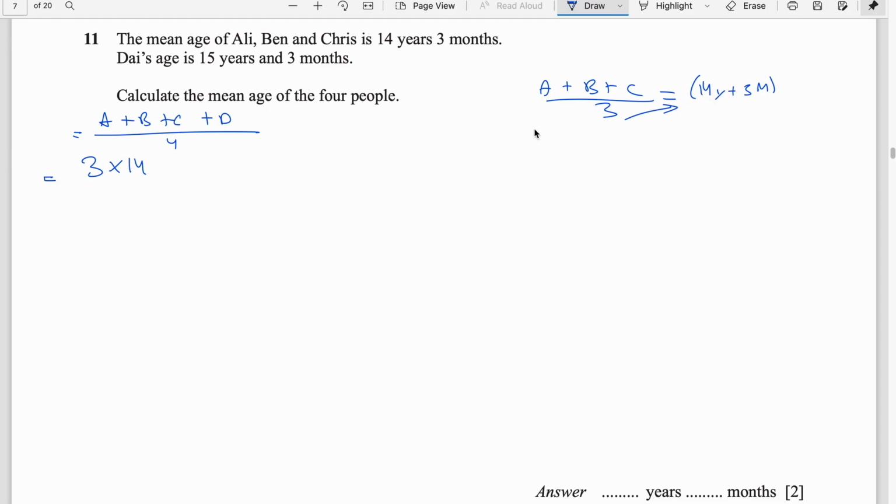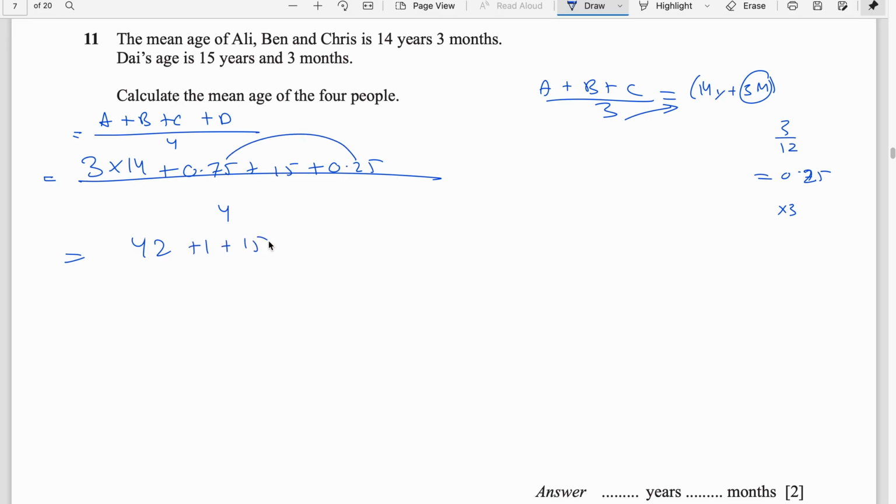Sum of A, B, C is 3 into 14 plus 3 months. 3 by 12 is 0.25, and into 3 will make it 0.75. Plus, this is 15 years already, and 3 by 12 again is 0.25, divided by 4. So 3 into 14 is 42, adding these two makes it 115 by 4. So 43 and 15, 58 by 4. 4 into 14 is 56 and 2 by 4 is 0.5. So 14.5, 14 years and 6 months.